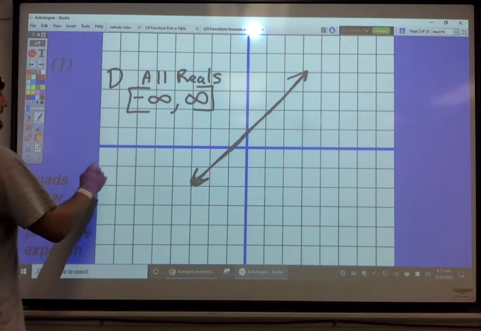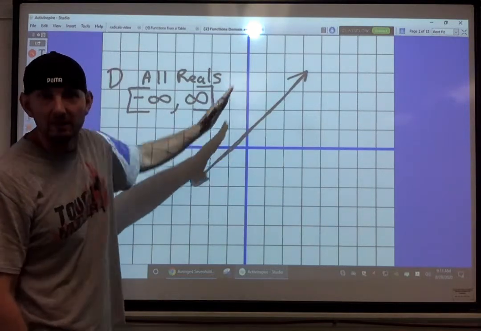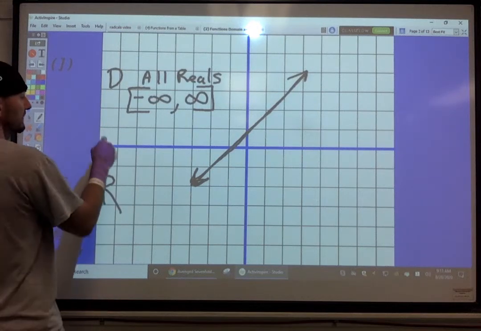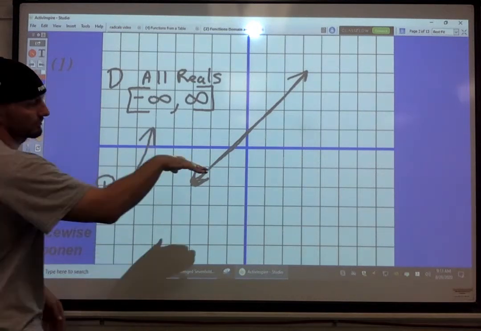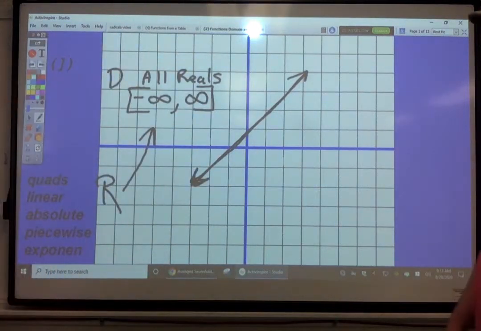So now with your range, no gaps, it's going up and down again forever, so it's pretty much the same thing. So your range is also going from negative infinity all the way up to infinity. And that's a linear with no gaps.